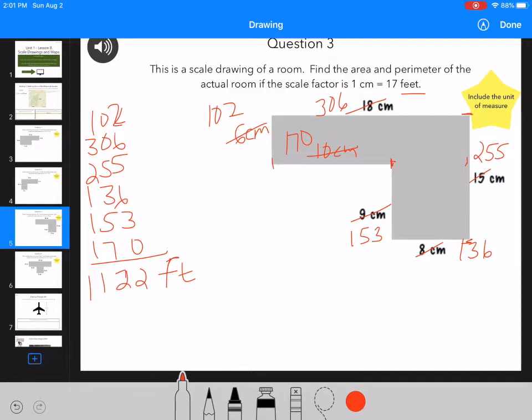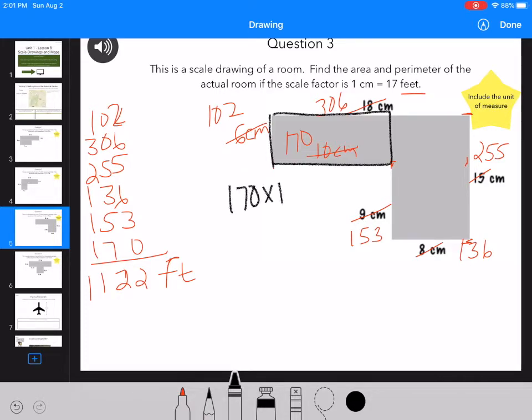So for this one, I'm going to use a different strategy to find the area. Use the strategy that makes the most sense to you. So I'm going to split it up and then add. So I know that this rectangle in dark black is 170 by 120. I get 20,400 feet squared.